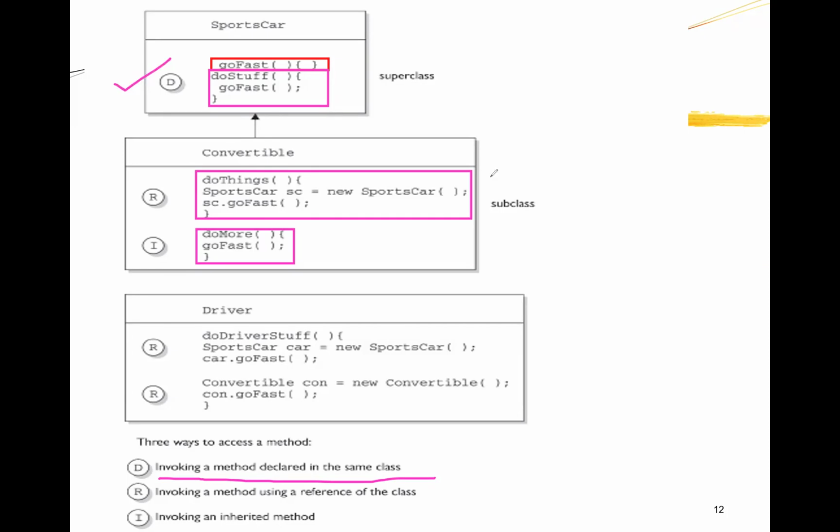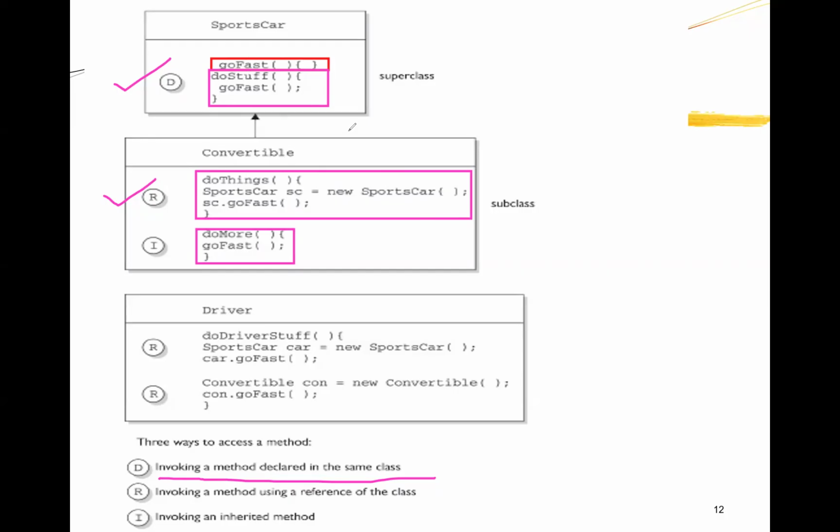Right. Now, this is the subclass. What do you do here? There's a method inside doThings. You create the SportsCar object, and through the SportsCar object, you access the goFast method. That is possible. Why? These are public members. So here you create an object of SportsCar, and through the object you access it. Therefore, you invoke a method using a reference to the class. By creating an object of the SportsCar class, you access the goFast method.